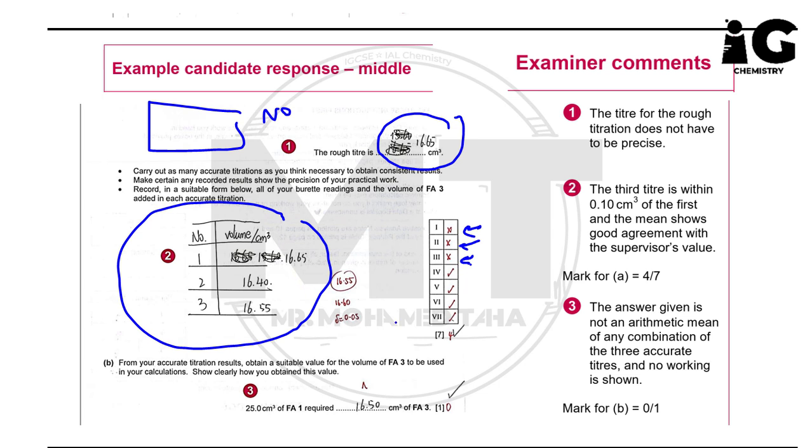So here we have another mistake. Also look at this point in number 3. Here this is the mean titer, as you see, 16. And if you read this, the answer given is not an arithmetic mean of any combination of the 3 accurate titers, and no working is shown. So actually, guys, hopefully you won't make any mistake like this, because titration questions are a kind of easy question to get the full mark without losing any marks in your exam.